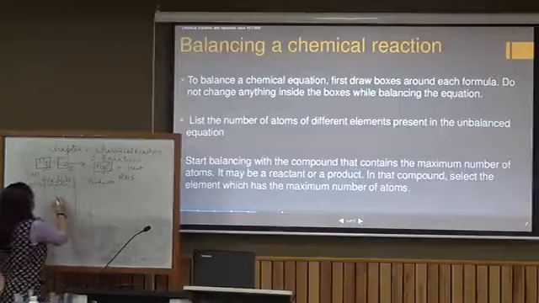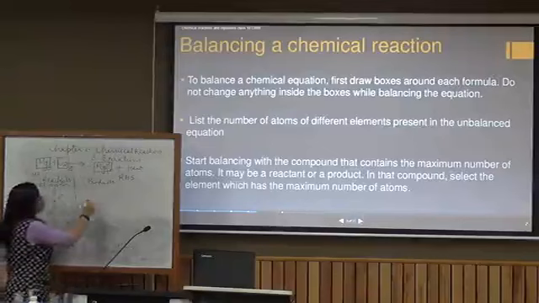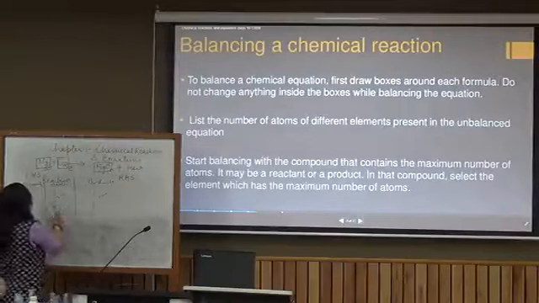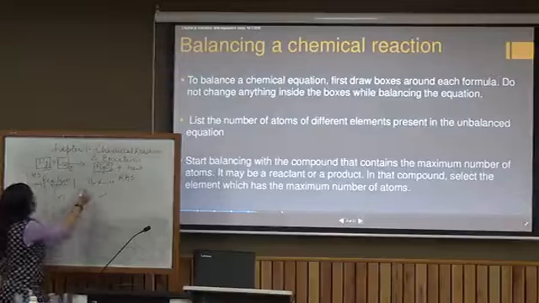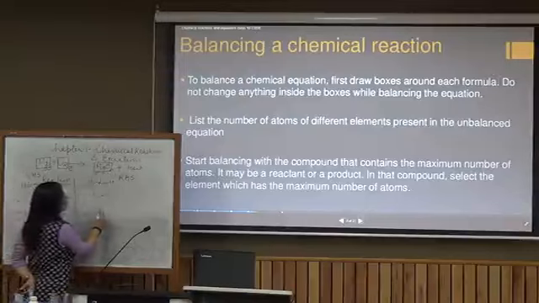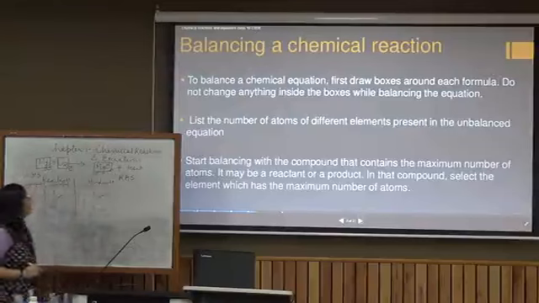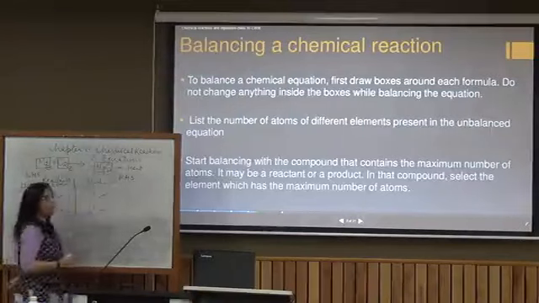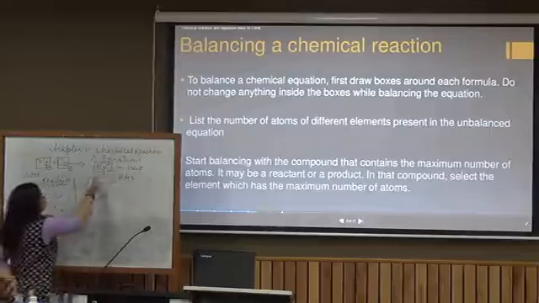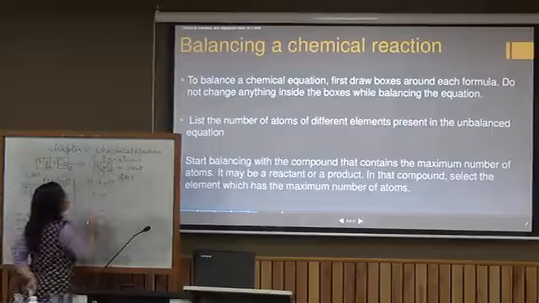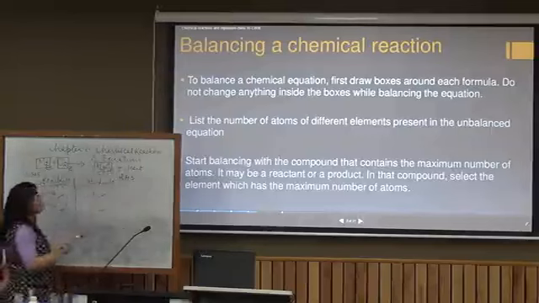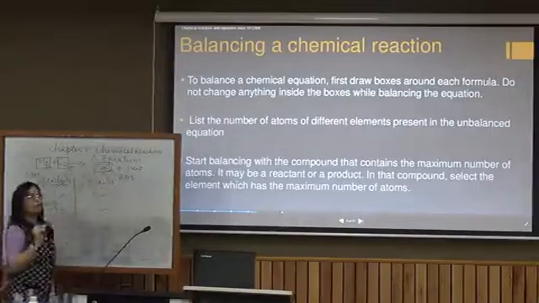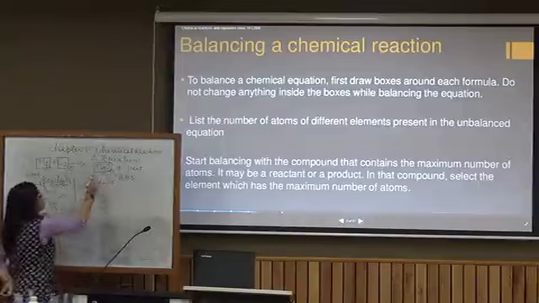So here on the reactant side we had one magnesium, on the product side also we had one magnesium, but oxygen is not balanced. On the reactant side we had 2 and on the product side we had one oxygen atom. Now since we have already drawn a box around magnesium oxide, we cannot alter the formula. The formula of magnesium oxide cannot be MgO2.